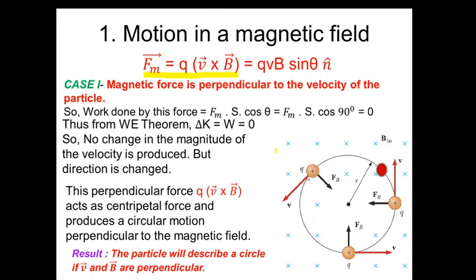So direction of momentum is changing. This perpendicular force, that is Q V cross B, acts as centripetal force and produces a circular motion perpendicular to the magnetic field. And we can say the particle will describe a circle if velocity and B are perpendicular. One result: if a charged particle is moving in a magnetic field perpendicular to it, then it will describe a circle.